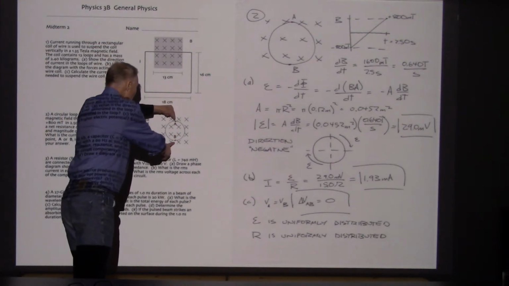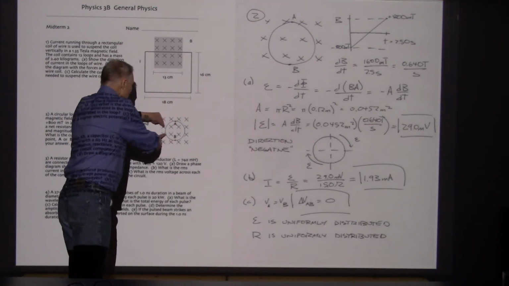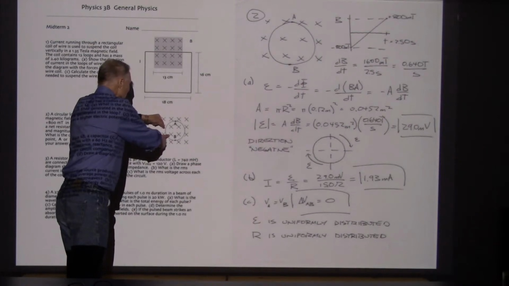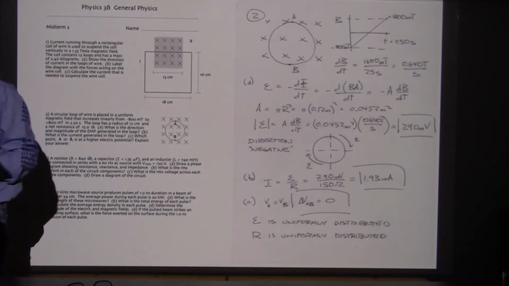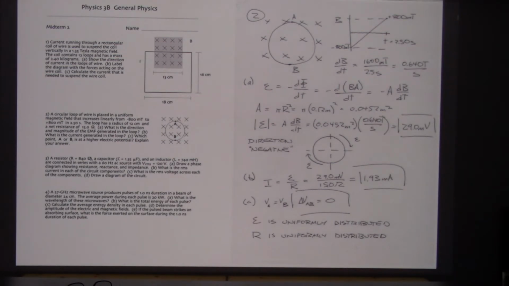If I put a voltmeter here and here, it would read 0. Here and here, it reads 0. There's no voltage differences, because as soon as that EMF generates a little bit of a voltage boost, the resistance drops that, it uses that voltage up. All right.